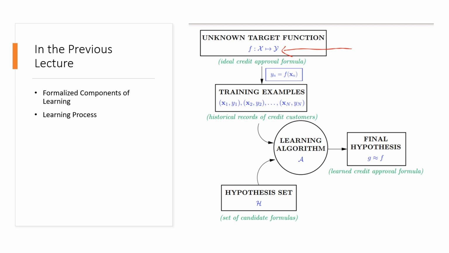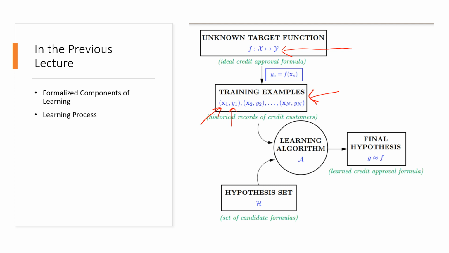But we do know, and I would say we do have the data, right? So we have data, we have examples that link this X, which is my input, like the attributes, to an output, which is my Y, right? Whether this application was approved or not, whether this person defaulted or not, and so on, right? So I have the data, which is an outcome of that unknown target function, right?